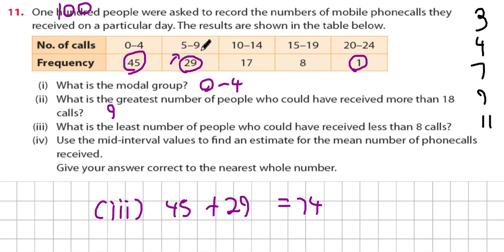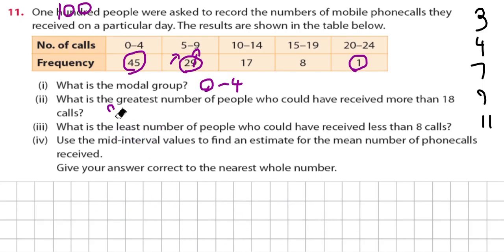However, if I claim that all 29 of these people had 9 calls, then what would the answer be? 45 plus 0, which is 45. And which answer fits the description of our question? Look, keyword, I'm circling it. Least. 45. Okay.